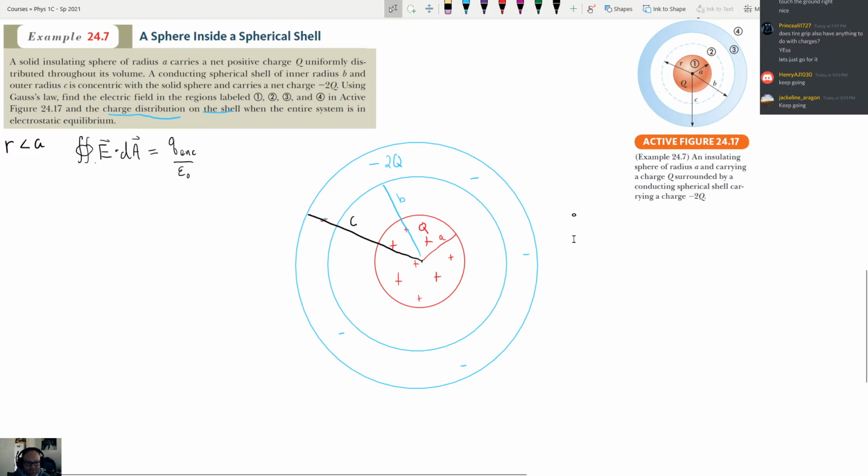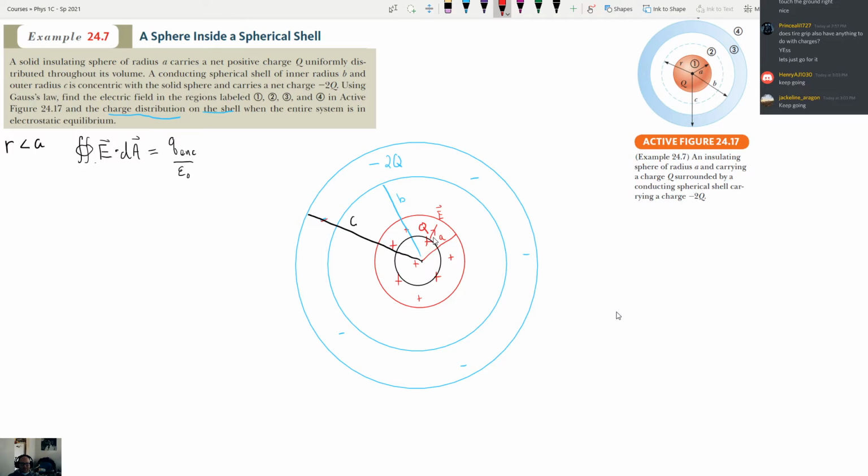Just make it smaller. So that's going to be my Gaussian surface. We'll draw it right here on the inside. And it's a circle. And what we'll be able to say is that the electric field in this region should be pointing kind of out this way.